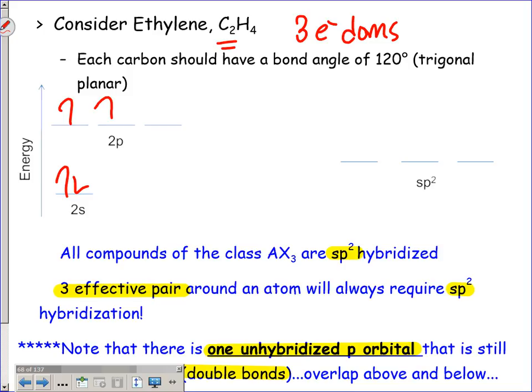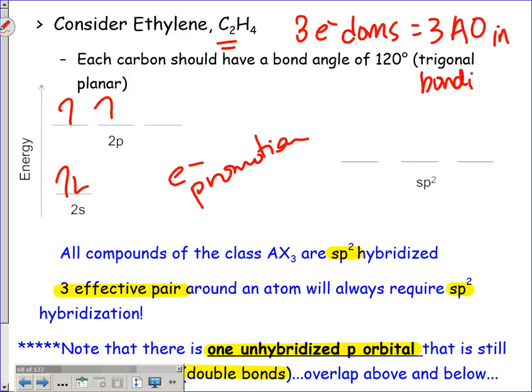So we're still allowing for morphing to occur. We're still allowing for electron promotion to occur. But since it only has 3 electron domains, it's going to bond how many times? 3 times. So it's going to have 3 atomic orbitals in bonding. So it needs to hybridize how many atomic orbitals? Okay, so that's 3 hybridized orbitals.